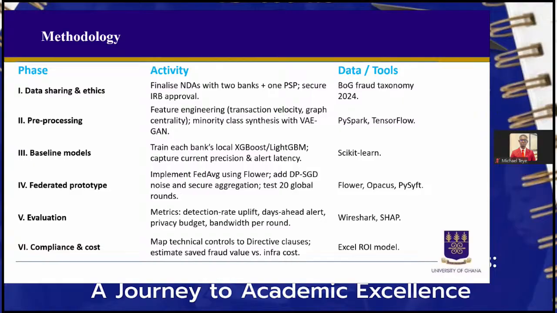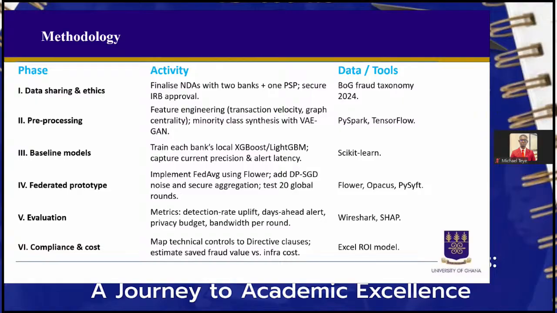Now, with the baseline models, these are going to be trained at each bank's premises. So we are going to use either XGBoost, which is the extreme gradient boosting, or the LightGBM, the light gradient boosting machine. Universal banks like ABSA and GCB, with high computational devices, are going to use XGBoost, whereas PSPs with lower systems are going to use LightGBM to capture the current precision and latency. The tool we are going to use is scikit-learn.